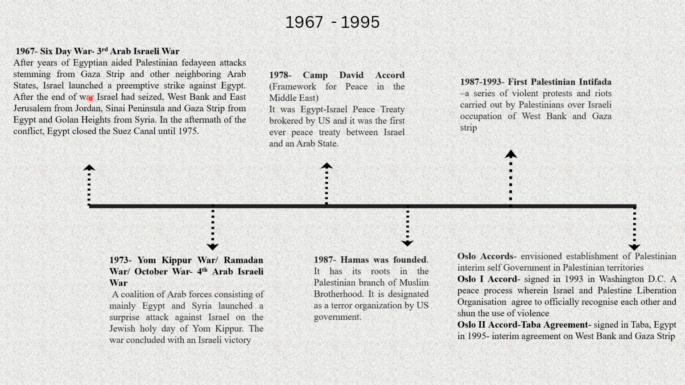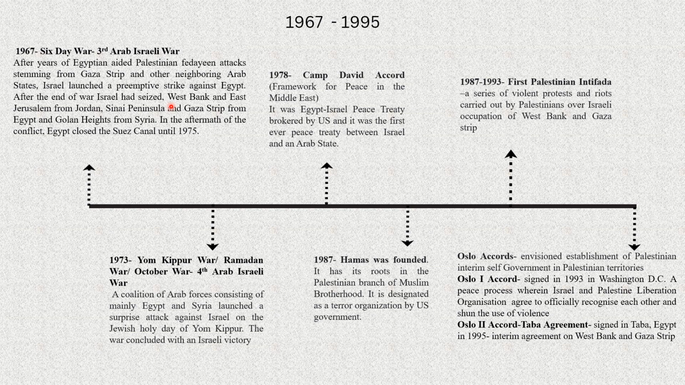After years of Egyptian-aided Fedayeen attacks stemming from the Gaza Strip and other neighboring Arab states, Israel launched a strike against Egypt. After the end of the war, Israel had seized the West Bank and East Jerusalem from Jordan, the Sinai Peninsula and Gaza Strip from Egypt, and the Golan Heights from Syria.